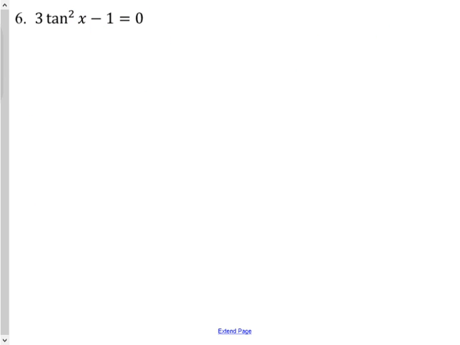Continuing on. 3 tangent squared of x minus 1. Okay, plus 1 to both sides. 3 tangent squared of x equals 1. Divide by 3 on both sides. And again, why not square root? A, 3 is not a perfect square. B, you got to divide first, right?